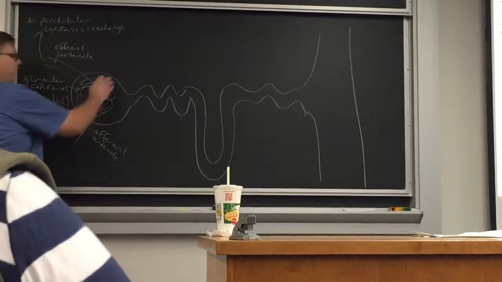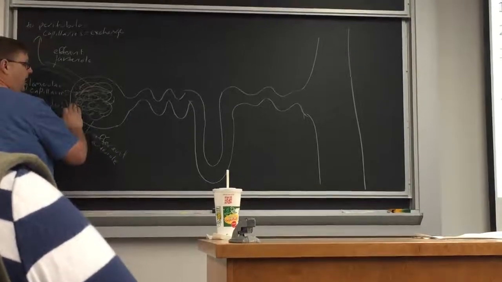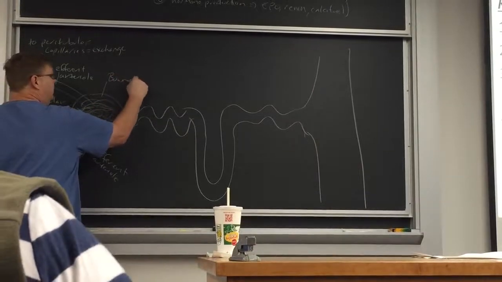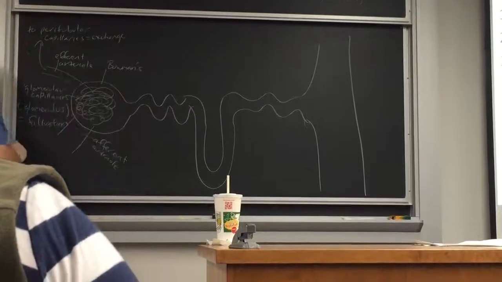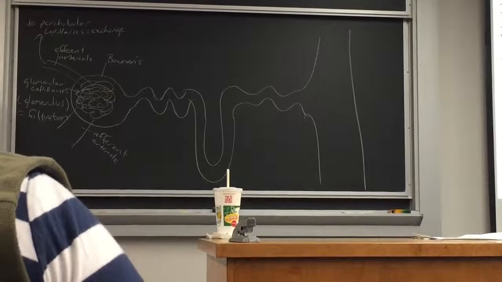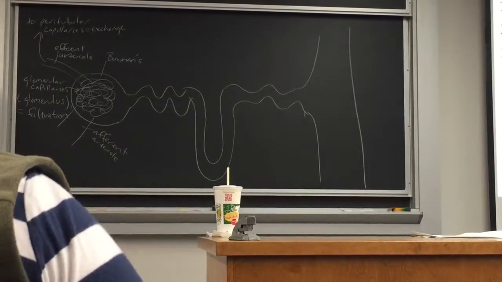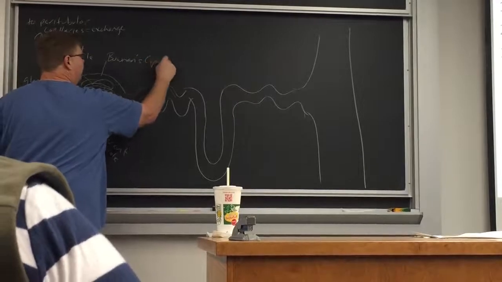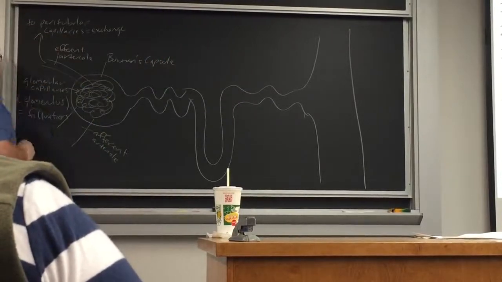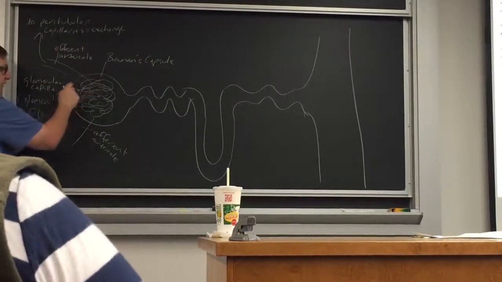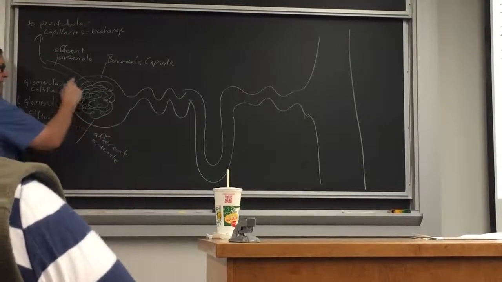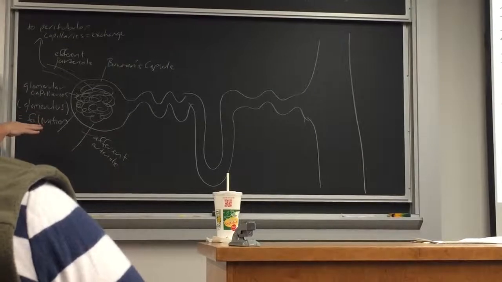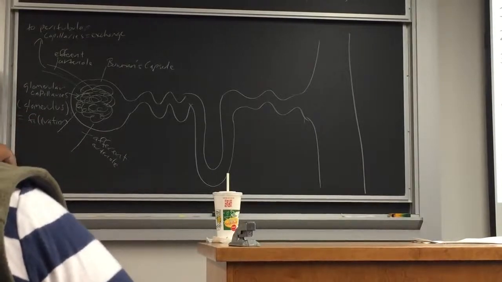This structure right here on the outside is called Bowman's capsule. Occasionally, but not very often, it's called the glomerular capsule nowadays. But Bowman's capsule is by far the most common name. And Bowman's capsule actually has two layers. It's got this outer layer that you can see right here, this line. And it's got an inner layer that actually sits right on top of the glomerulus. Okay? So we'll talk about those in a second.